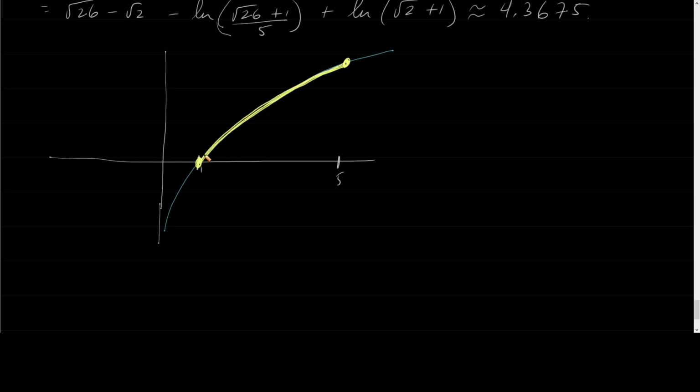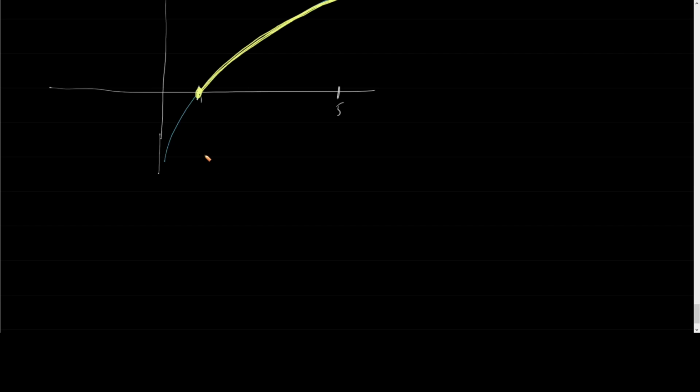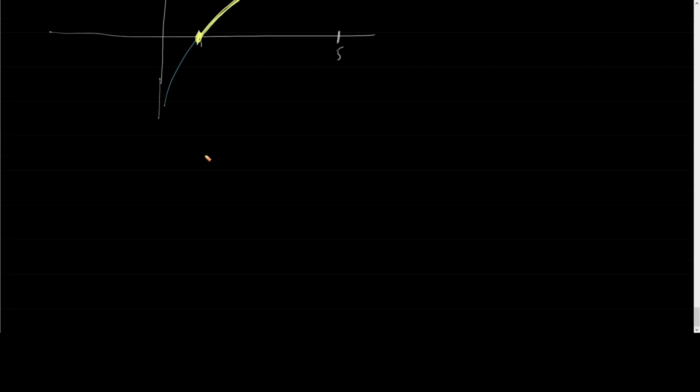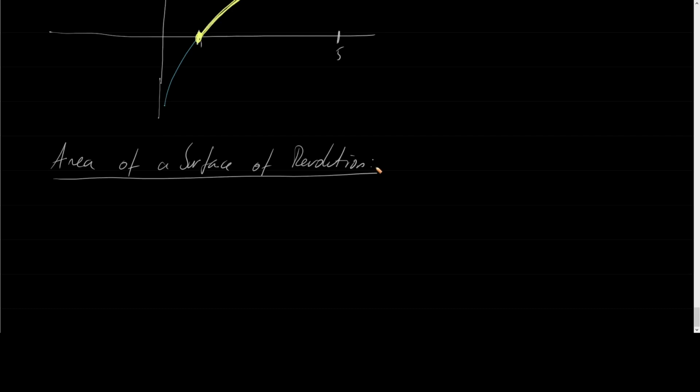All right, so that was a lot of stuff on arc length. Now let's talk about the next thing on this one, which is the area of a surface of revolution. All right, so in here, let's take what we're talking about. So here's our definition.